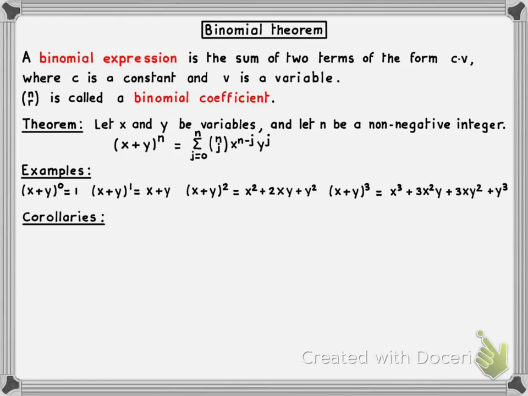the binomial theorem. So the first corollary states that the sum for j equals 1 to n of n choose j is equal to 2 power n. Please pause the video and make sure you figure out how this corollary directly follows from the binomial theorem.